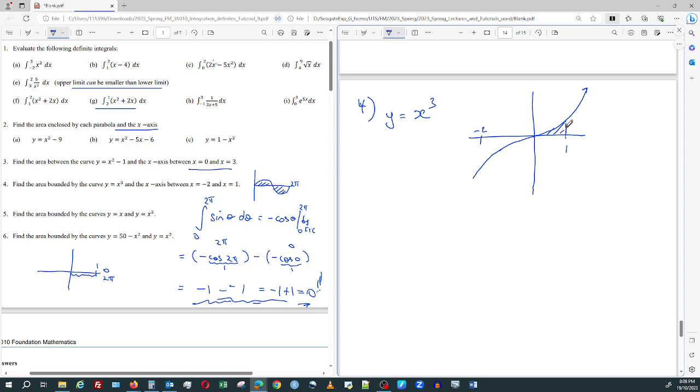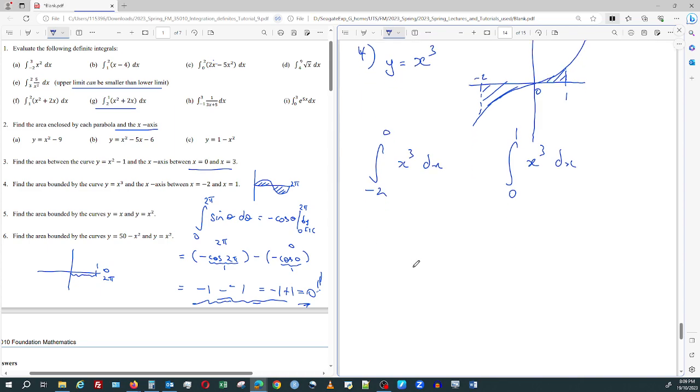Now look at that. A large part of the area is negative. In other words, the area is not negative, the integral is negative. So when we come to do this integral, we really should be doing it in two parts. We should be integrating from -2 to 0 x cubed, and then integrating 0 to 1 x cubed, and then deciding how we're going to add them. Okay, so let's do that.